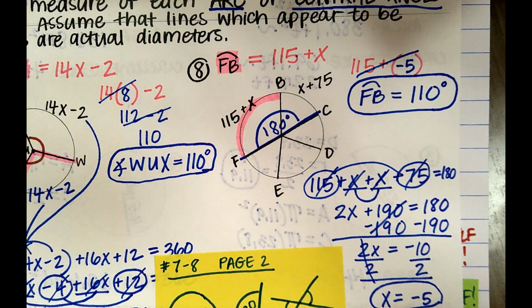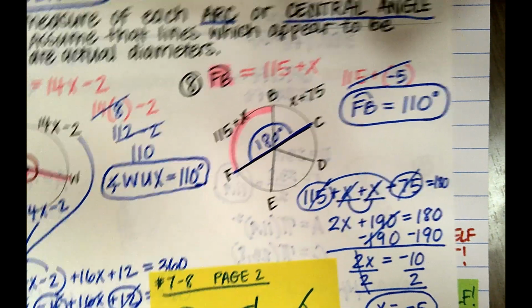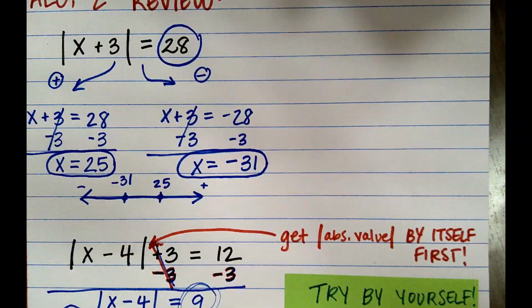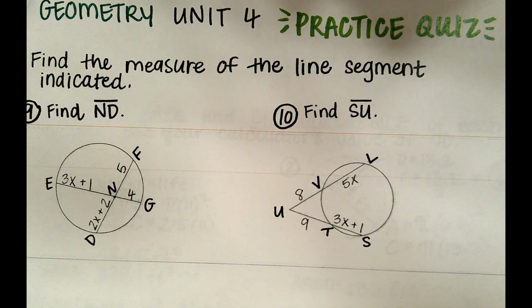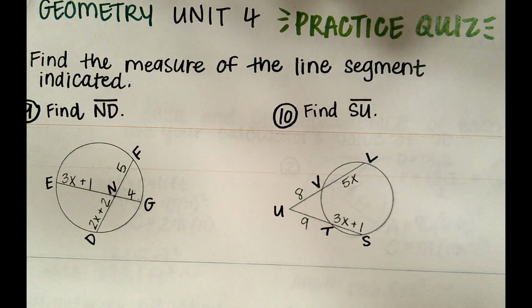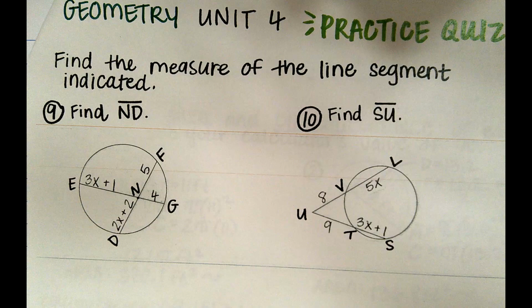Before we move to the next page, anyone have questions? Confusions? Okay. All right. Moving on. Last page. Page 3. Number 9 and 10. We have 2 problems where we are finding the measures of line segments.